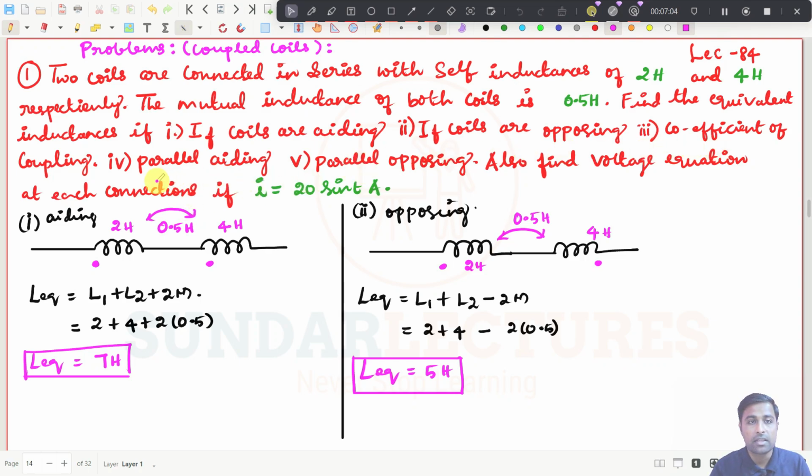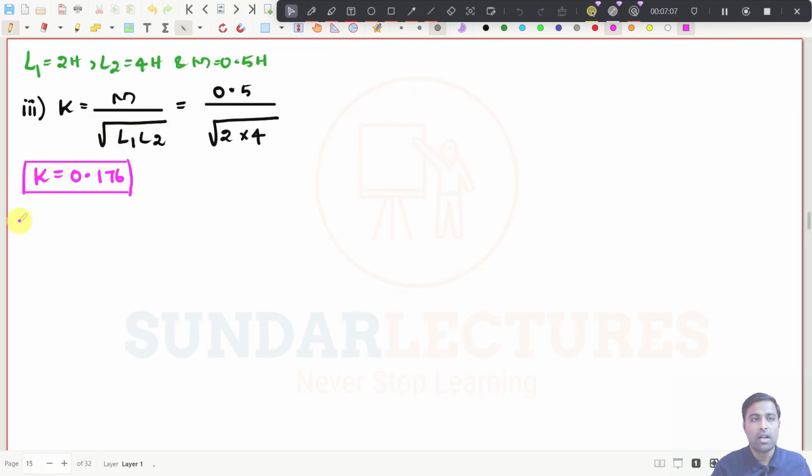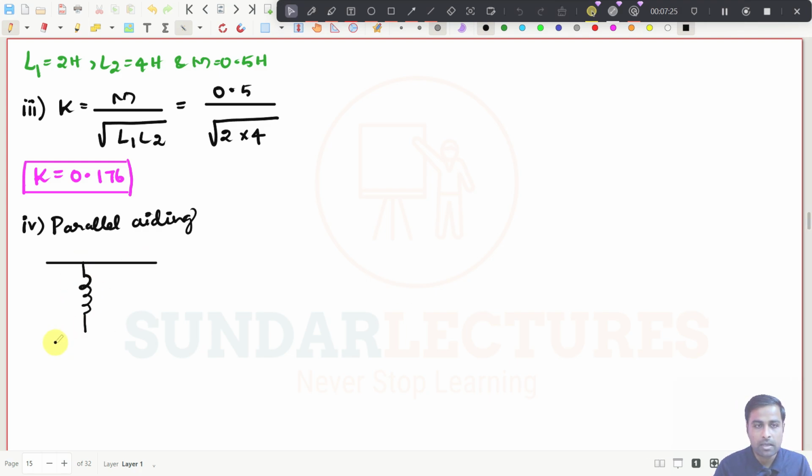Fourth question, this one, parallel aiding, right? So I will write it down. What is parallel aiding? Fourth question, it is parallel aiding. So if it is parallel aiding, maybe I will draw the diagram. So this will be like this, right? This will be like this, and this will be here. And this is 2 Henry, this is 4 Henry, and what is the mutual coupling? Mutual coupling, it is 0.5 Henry. Try to understand. The diagram will be like this, right?